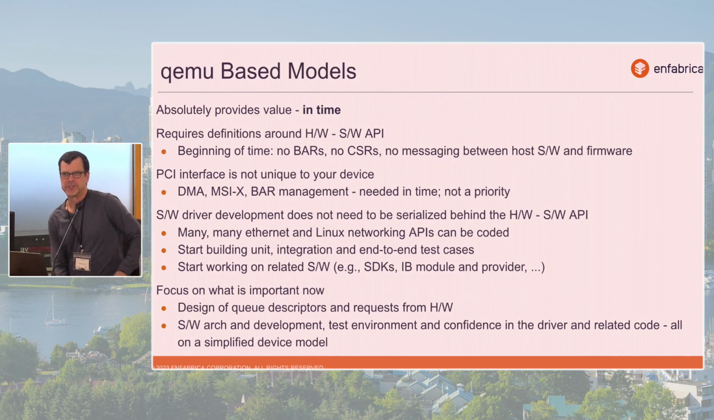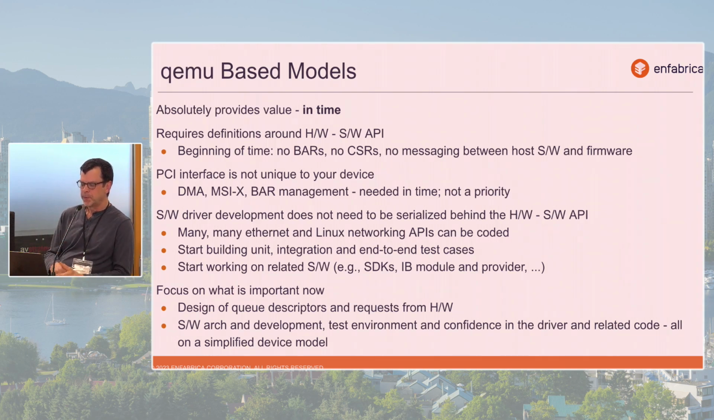Based on some conversations at NetConf, I realized very quickly I really do need to set this context and motivation to what we were doing and why. Because most of the hardware people at NetConf were like, well, of course you use QEMU, but again, this is the beginning of time. So for QEMU, you have to have some hardware definitions, right? You're going through the PCI interface. So the QEMU model most definitely has its value, but not at square one, right?